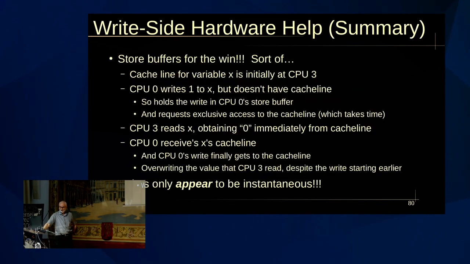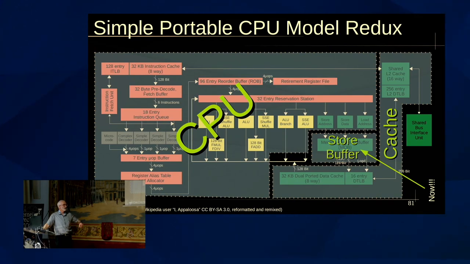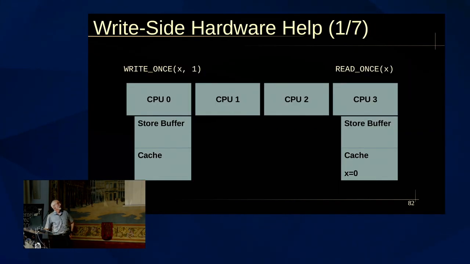All right, what about writes? This is just a summary thing. This time we're introducing the store buffer. So we have the CPU, the cache, and the store buffer. What we're going to do here is CPU 0 is going to write 1 to X. X's cache line is over there on CPU 3, and CPU 3 is going to read it.